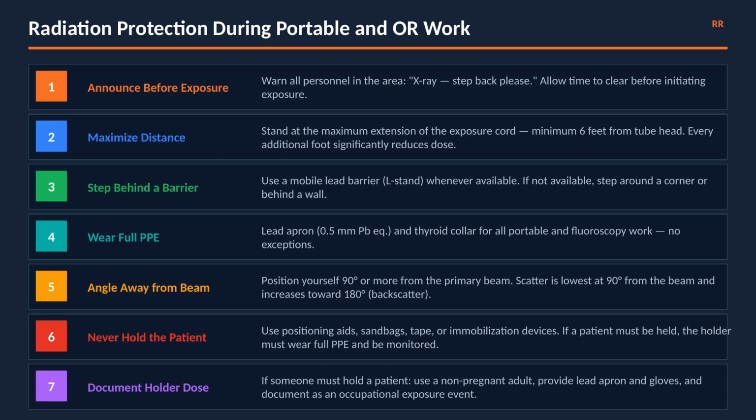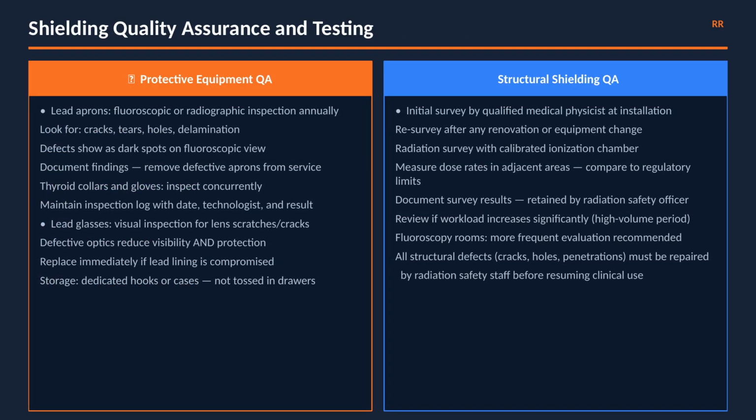Use positioning aids. If someone must hold the patient, use a non-pregnant adult with full PPE and document it as an occupational exposure event. 2 components to shielding quality assurance: personal protective equipment, annual fluoroscopic or radiographic inspection of all lead aprons, thyroid collars, and gloves. Defects appear as dark spots in the fluoroscopic view. Remove defective equipment immediately. Document inspection date, inspector, findings, and action.